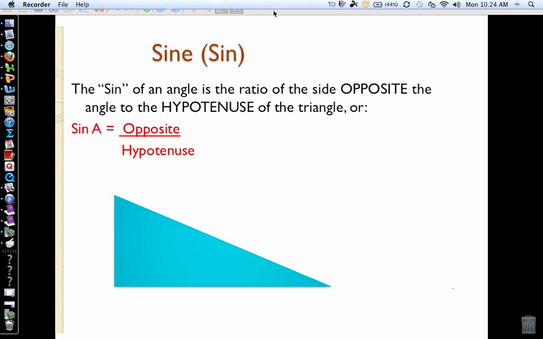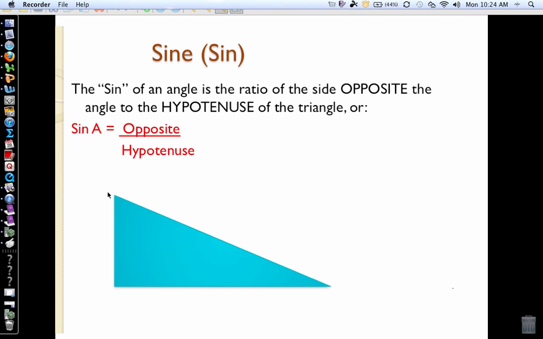All right, so let's get started with sine. Sine is spelled S-I-N-E, but we always see it abbreviated S-I-N, and that is how it's going to show up on your calculator as well. You're going to be looking for that S-I-N button.